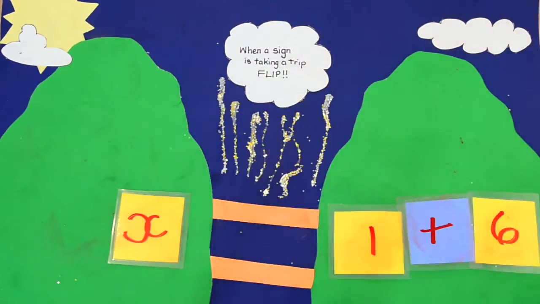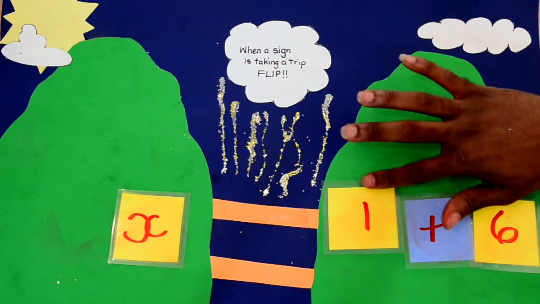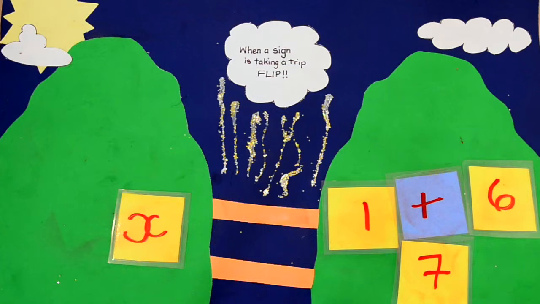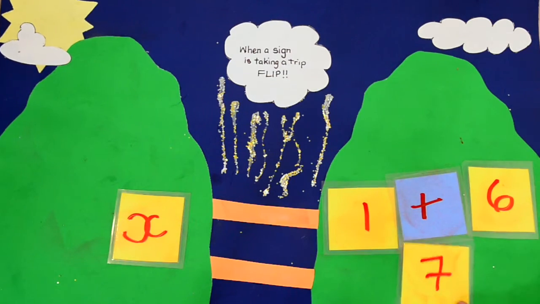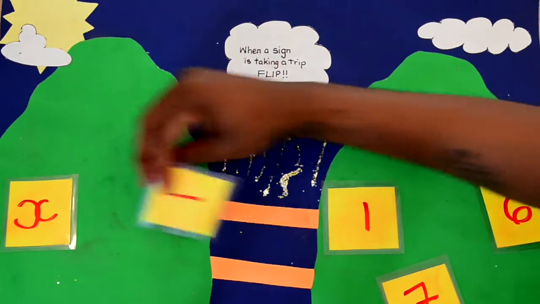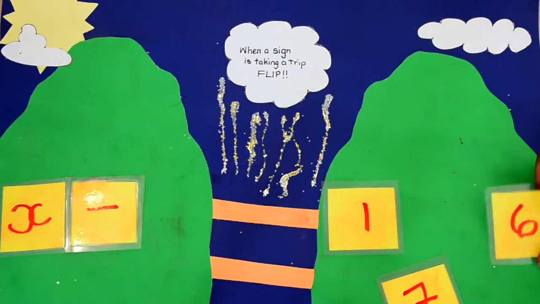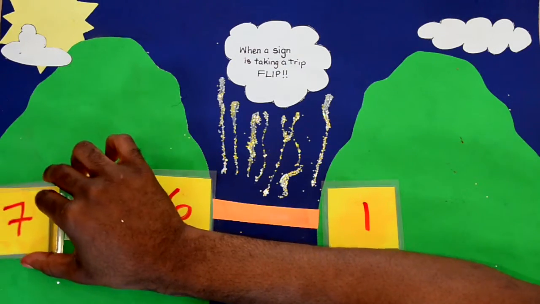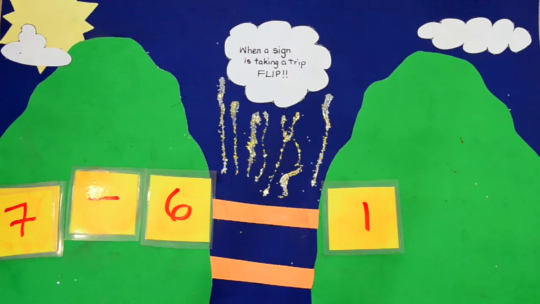This means that our new equation is x is equal to 1 plus 6, which is equal to 7. After we solve the x, we go ahead and do a check by substituting this value back into the original equation, which was x minus 6 is equal to 1. And in this case, instead of the x, we have 7 minus 6 is equal to 1.